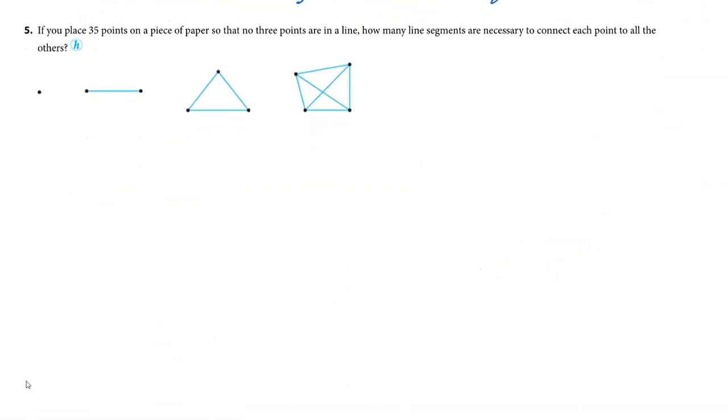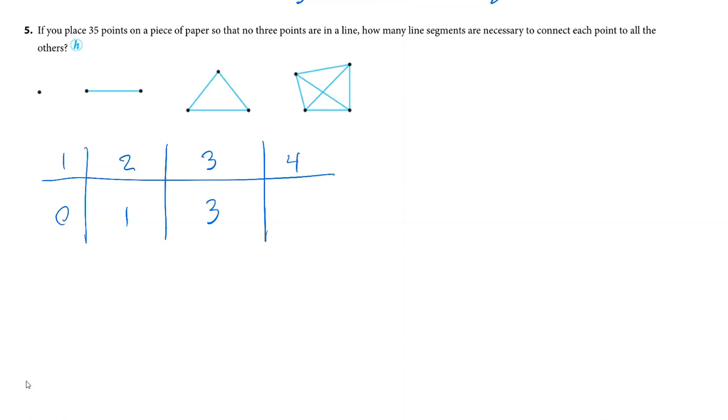So if you place 35 points on a piece of paper so that no 3 are on a line, how many line segments are there? Okay, so, well, if we plug in 1, we get 0. If we plug in 2, there's 1. If we plug in 3, there's 3. If we plug in 4, there's 1, 2, 3, 4, 5, 6. All right, let's do one more just for the sake of it.